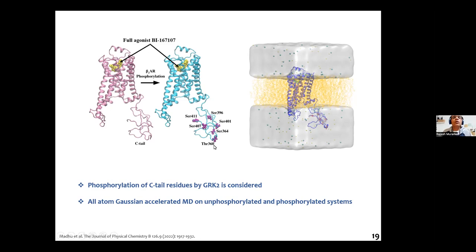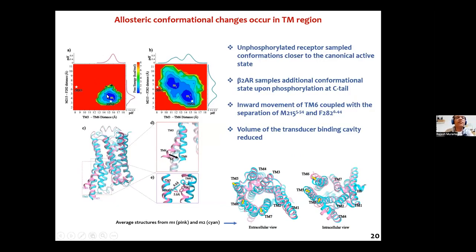Yes. Okay, so we did the phosphorylations in the C-tail, and then we did enhanced sampling simulations, and then we plotted the free energy surface. We found that the unphosphorylated receptor samples mostly the canonical active state, and when we phosphorylated the receptor, it samples a broader conformational space. In addition to the canonical active state, it also samples an additional conformational state, represented by the inward movement of the TM6, and these two residues moving away from each other, which is again corroborating with the NMR results.